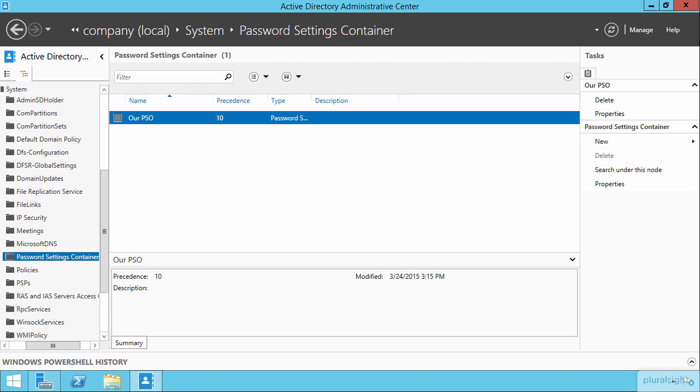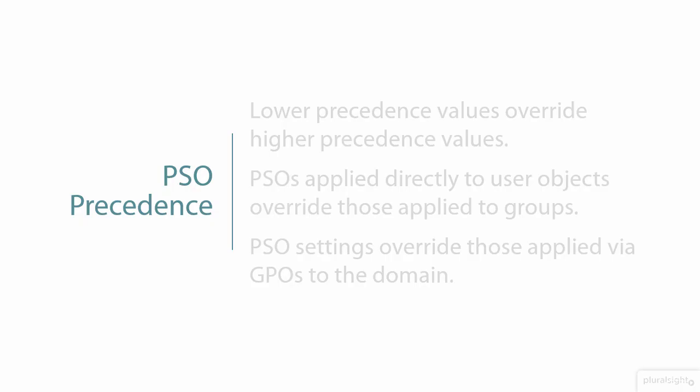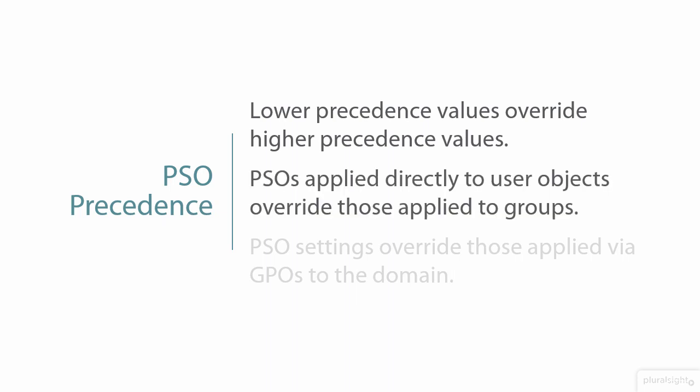Let me bring up here a little slide that I want to show you that talks a bit about the precedence for password settings objects. Now, rule number 1 is that lower precedence values, the number 10 that we applied just a second ago, will override PSOs with higher precedence values. So the PSO overall will have a precedence value one assumes of 1, and other PSOs will have values of numbers that are higher. PSOs also that are directly applied to a user object will always override those applied to groups. So you'll notice we applied that to the IT group a second ago. If we were to apply that directly to a user object, the precedence value no longer has any bearing, because when that PSO is applied directly to a user object, it always overrides those applied to groups.